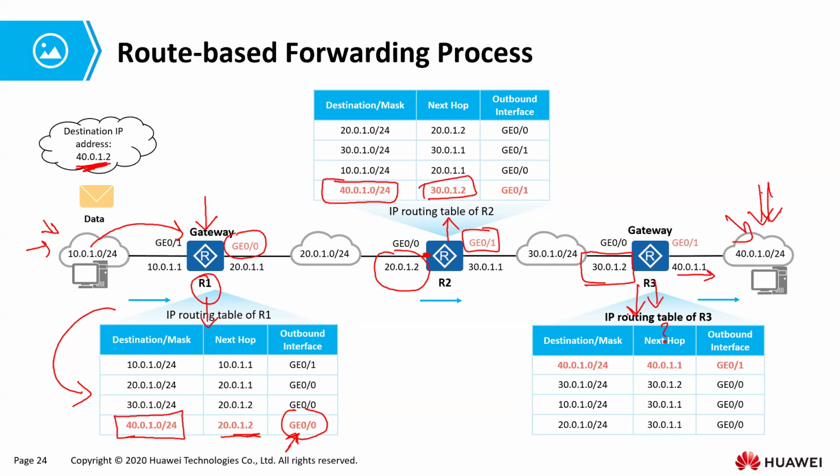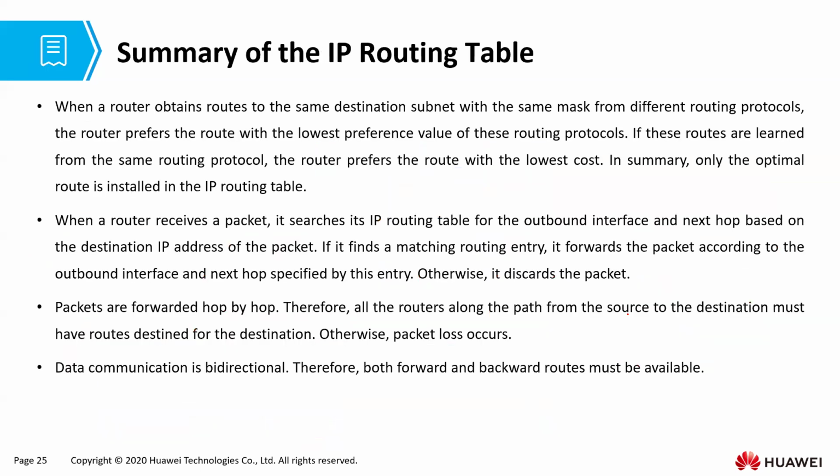Taking a look at the routing table, what is the exit interface, what is the next hop IP address, then you go to the other router, up until you get to the last hop and send the information from your sender to the destination. Summary of the routing table: when a router obtains routes to the same destination, the same network, we are not going to summarize. Packets are forwarded hop by hop. Therefore, all the routers along the path from the source to the destination must have routes destined for the destination. Otherwise, packet loss occurs.